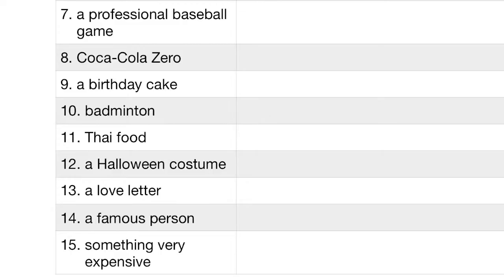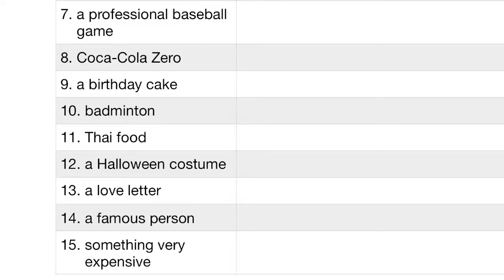So everyone, look at the hint. You have a birthday cake, but badminton, Thai food, Halloween costume, love letter, a famous person, something very expensive. So be careful, everyone. Okay, Suma, have you ever become a member of Mark's Green Team? Thank you, Suma. Jocko, have you ever received a love letter in high school? Very good. Alice, have you ever bought an expensive handbag? Lestra, have you ever written a love letter to your boyfriend?